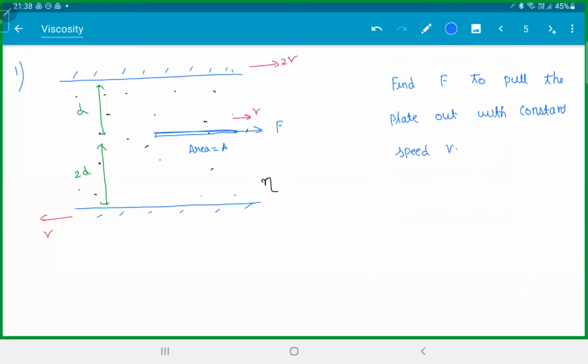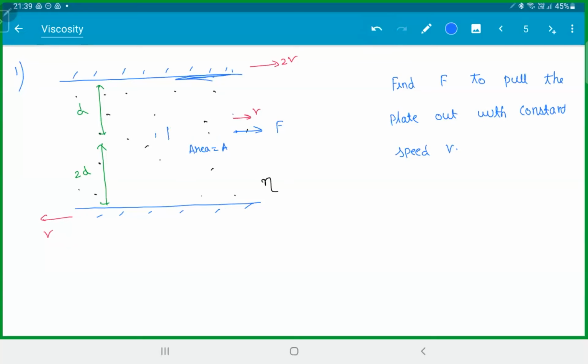Are you getting this question? If you have a plate in the middle and you're pulling it out, how many friction forces, how many viscous forces will be here? 2, right? One on the top and one at the bottom. There are 2 contacts, no? This and this contact.